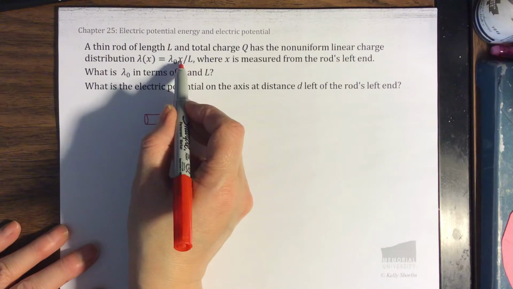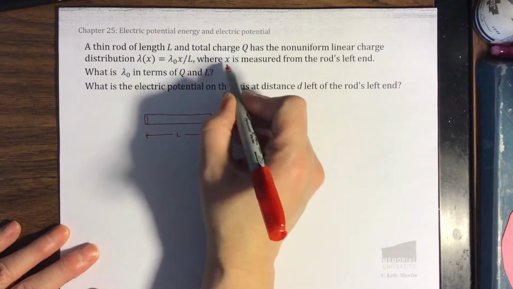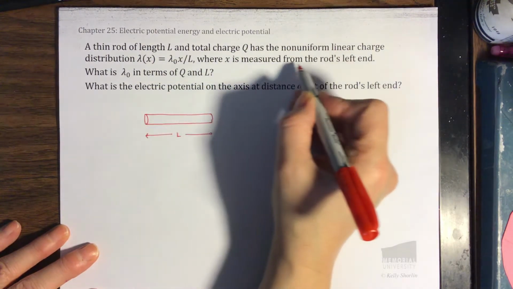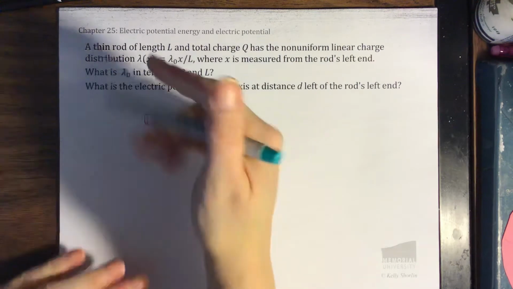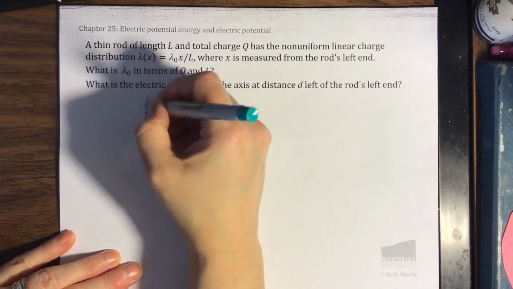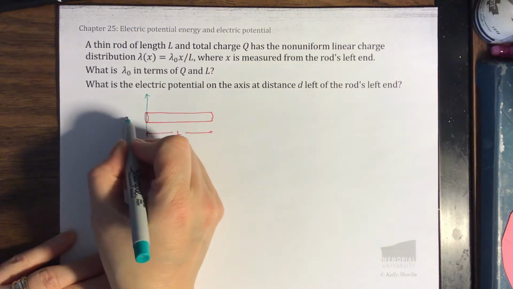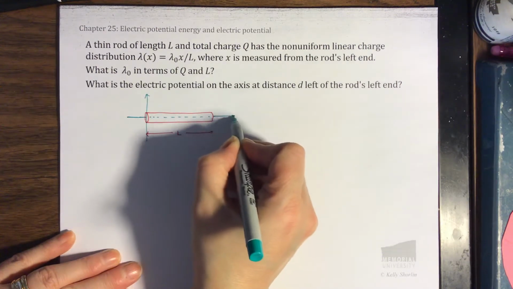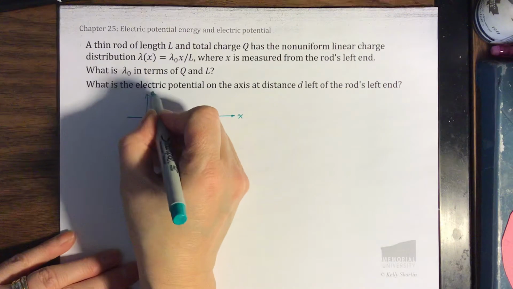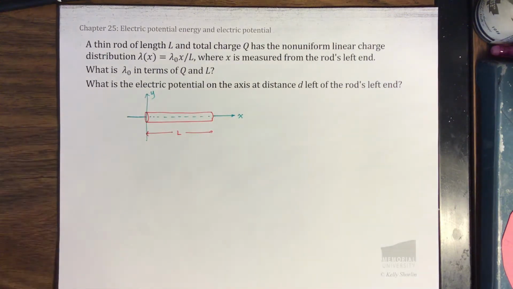lambda naught times the position x divided by L, where x is measured from the rod's left end. That's giving us the coordinate system. So let's draw that part in. My y-axis can come up perpendicular to the rod. My origin goes at the left end of the rod. My x-axis is horizontal. So x is measured relative to the left end of the rod.